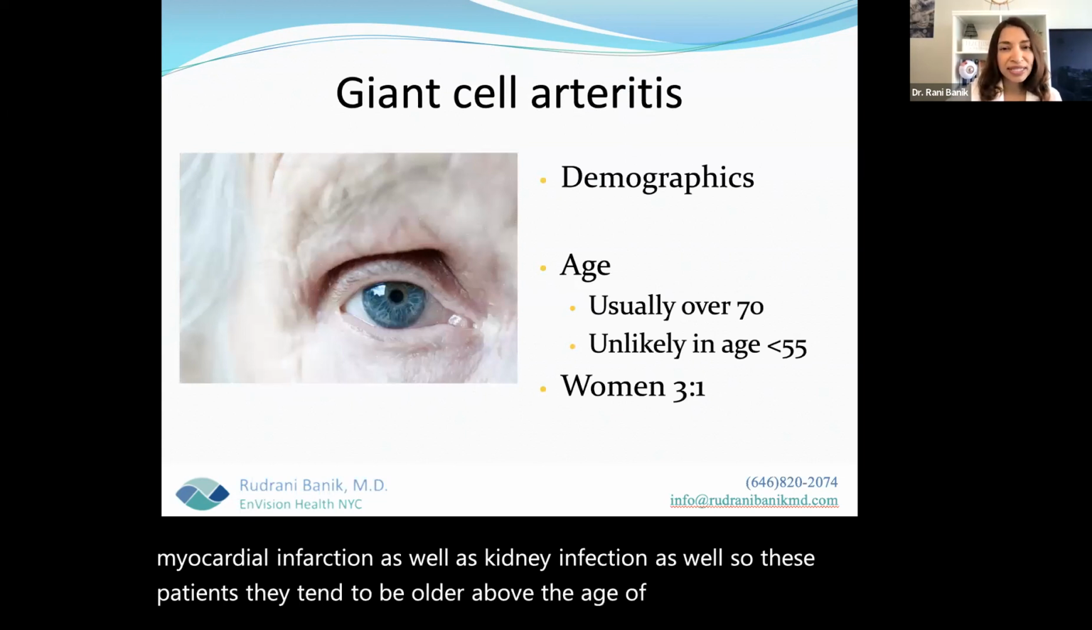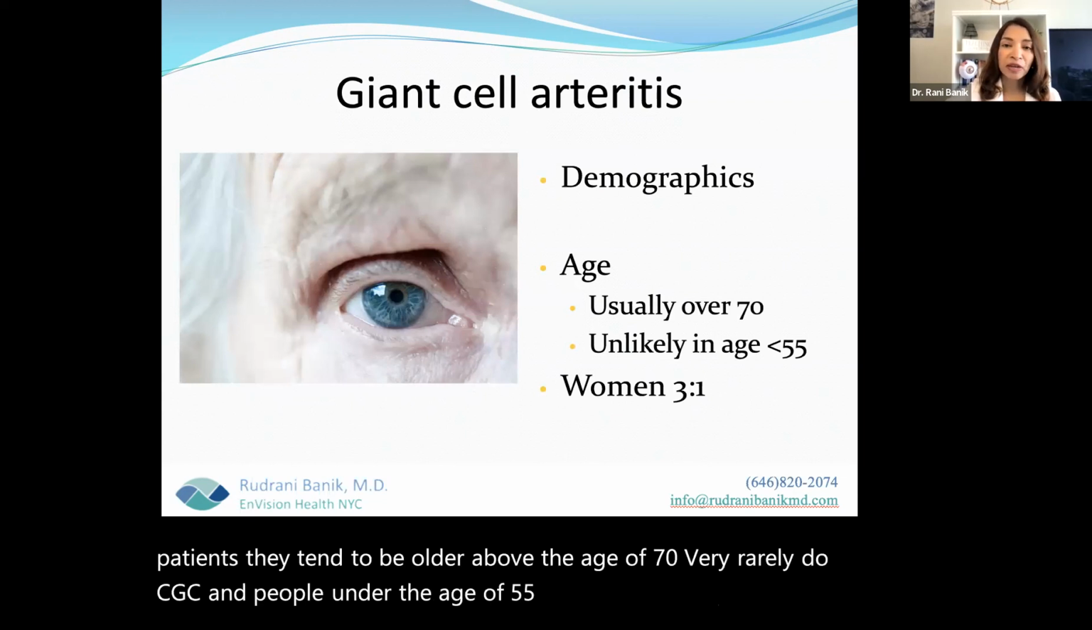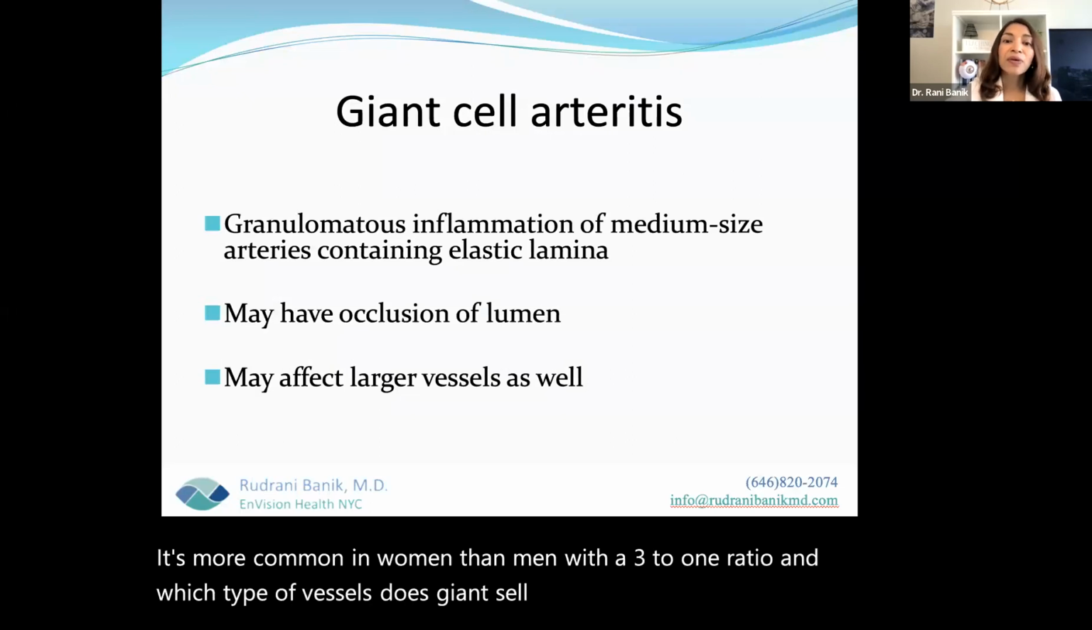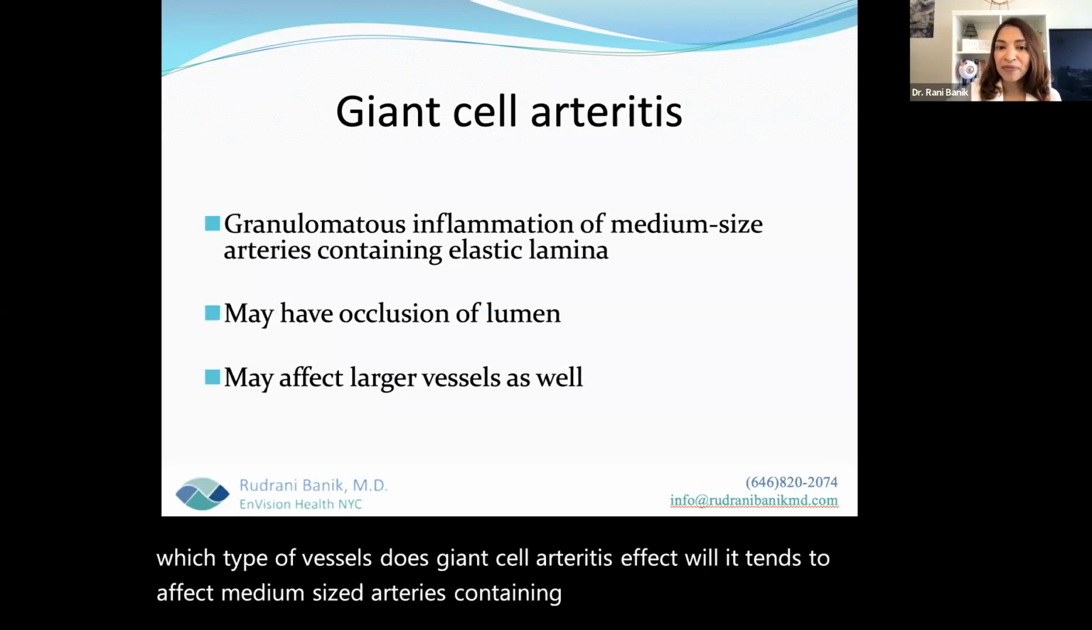So these patients tend to be older, above the age of 70. Very rarely do you see GCA in people under the age of 55, and it's more common in women than men with a 3-to-1 ratio. And which type of vessels does giant cell arteritis affect? Well, it tends to affect medium-sized arteries containing an elastic lamina, and it's a granulomatous type of inflammation.